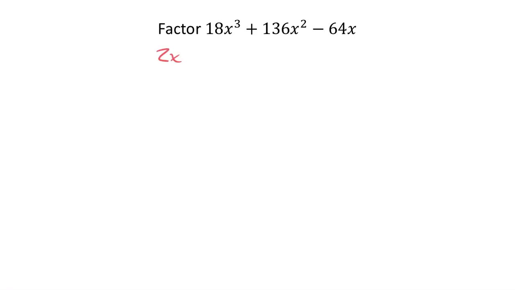We'll end up with 2x. This will give us 9x squared plus, not 100, but 68x minus 32.